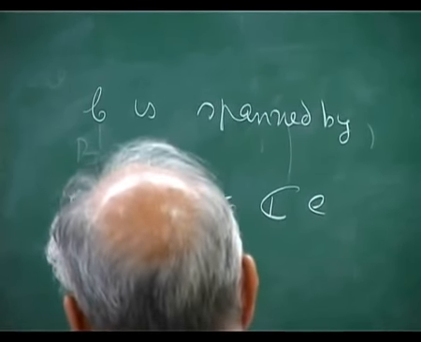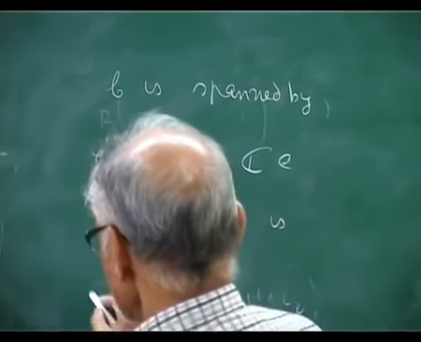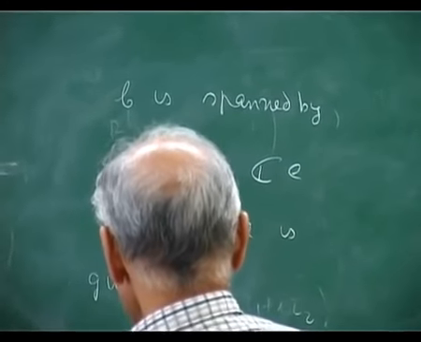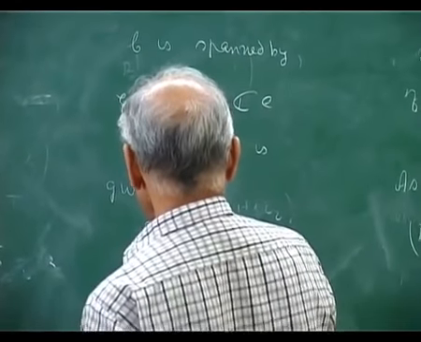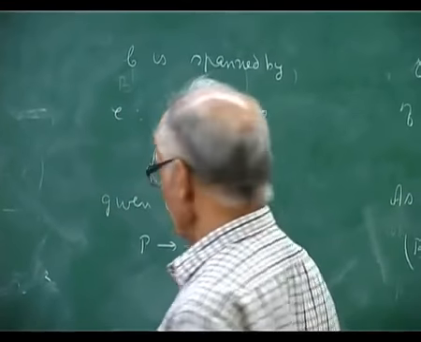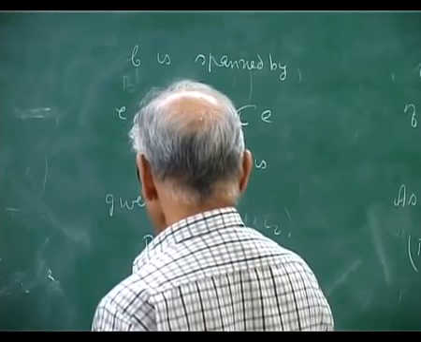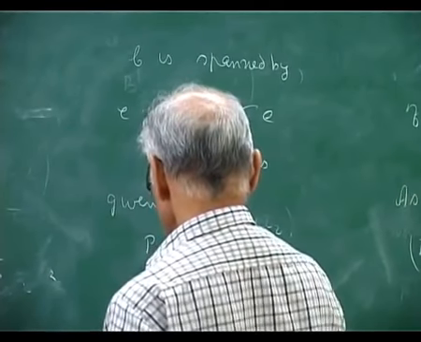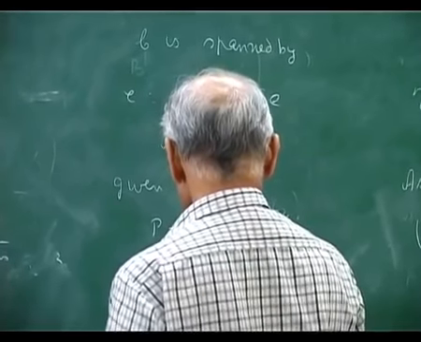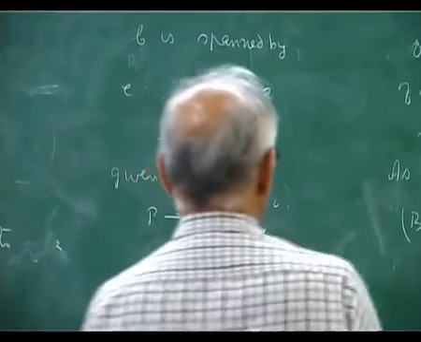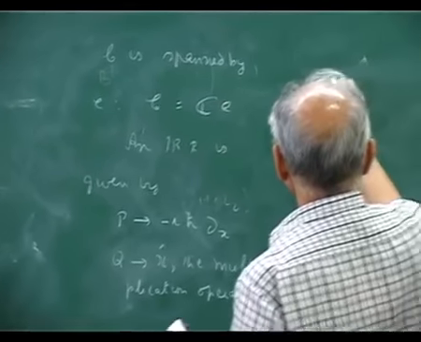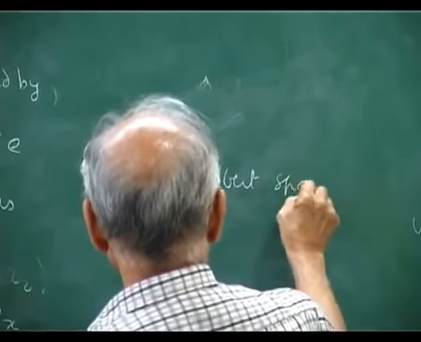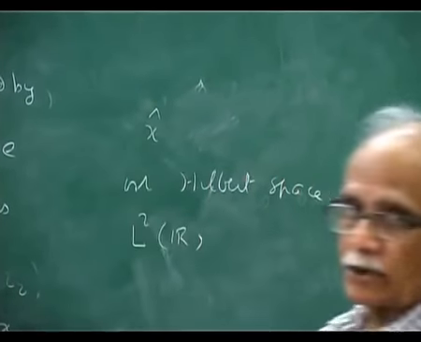We can find IRRs. An IRR is given by P going to minus i h bar d/dx, Q going to x hat, the multiplication operator x hat, on the Hilbert space, L2 functions on R. That is quantum mechanics. This is a quantum mechanical situation.